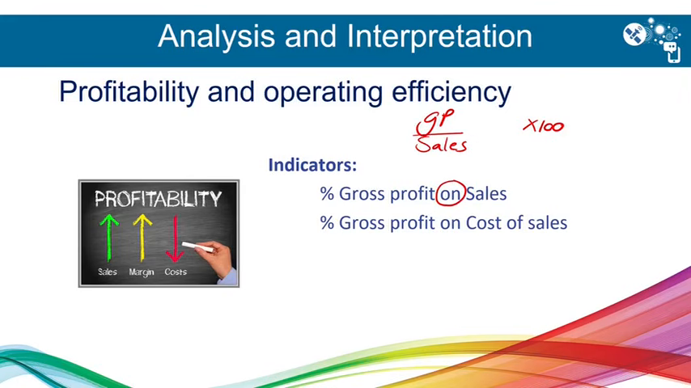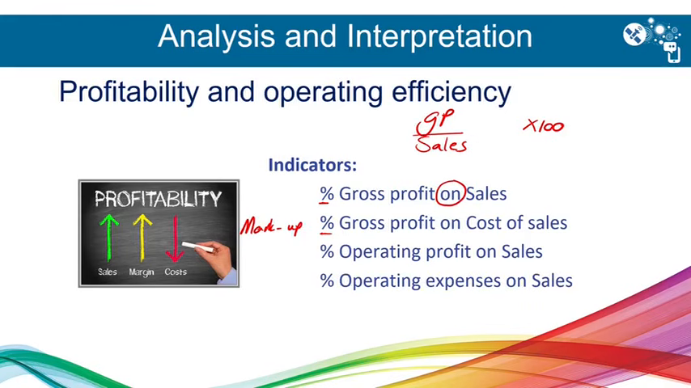Percentage gross profit on cost of sales. This is the markup percentage that we usually talk about, that the business is using a 25% or 60% or whatever. Gross profit on cost of sales times 100, because we want to calculate these as percentages. The same for percentage operating profit. Remember, operating profit from your income statement before the interest income and the interest expenses. Percentage operating expenses on sales and the percentage net profit on sales.